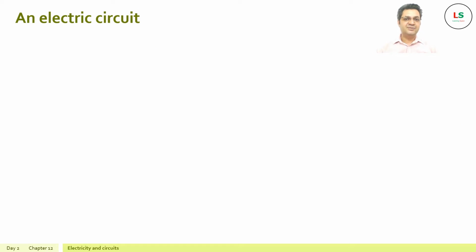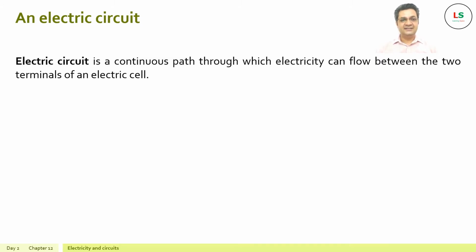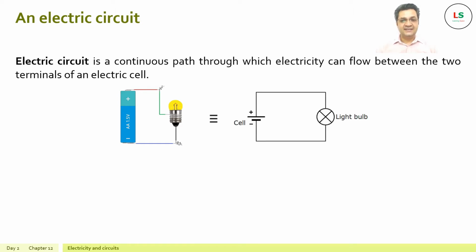We have seen the arrangement of a bulb and a cell, which actually is an example of an electric circuit. Let's define electric circuit. Electric circuit is a continuous path through which electricity can flow between the two terminals of an electric cell. So here we have the diagram, which can be equivalently represented as this diagram, wherein cell and the bulb have their pictograms or symbolic representations. The positive of the cell is represented by the bigger bar and the negative by the shorter bar, whereas light bulb is represented by a circle with a cross in the center.